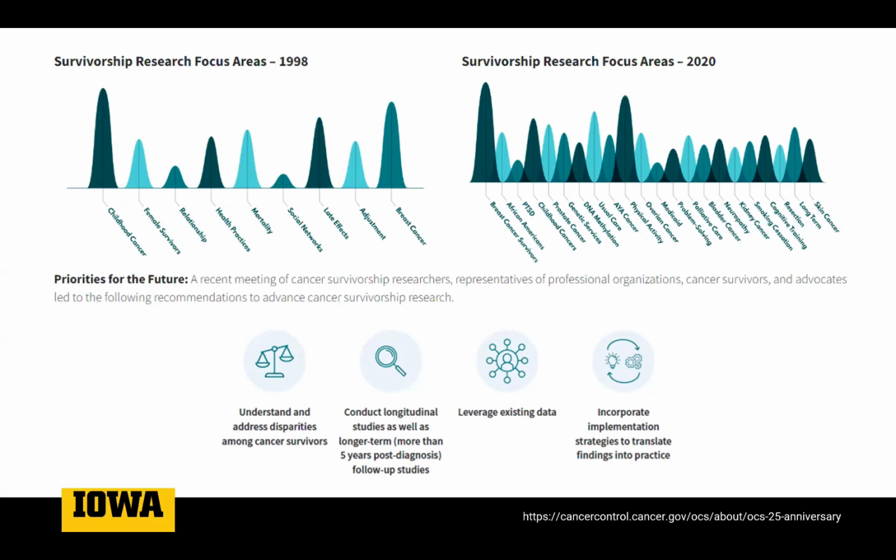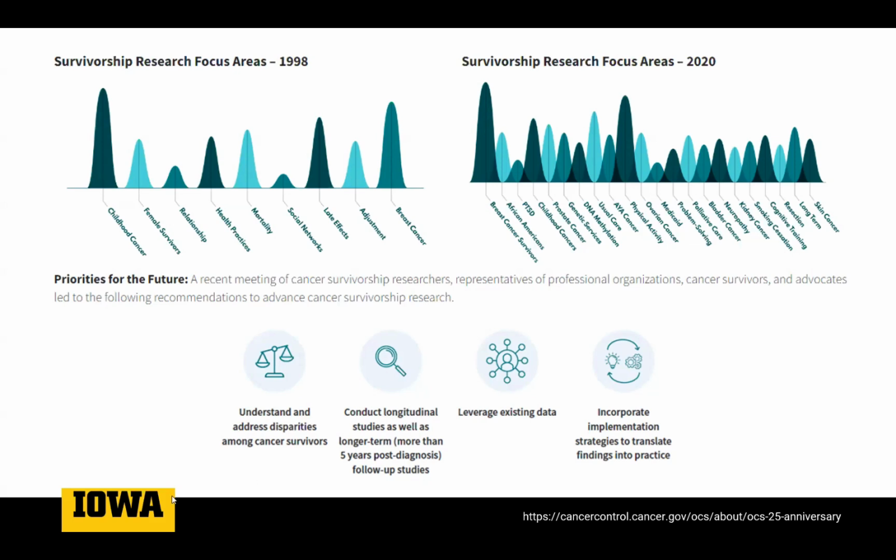They also put out a call for the future. Some of the areas on the bottom of the slide identify where they recommend future research. I'd like to point out on the left the importance of understanding disparities among cancer survivors, which is where rural cancer comes in. And on the far right side, incorporating implementation strategies to take our evidence-based practices and put them into practice.